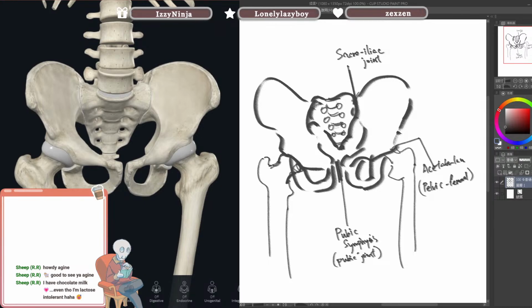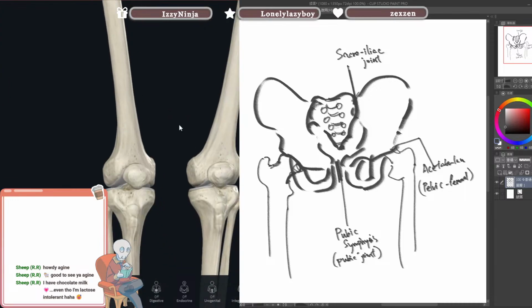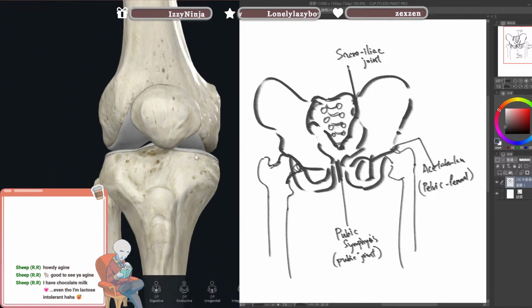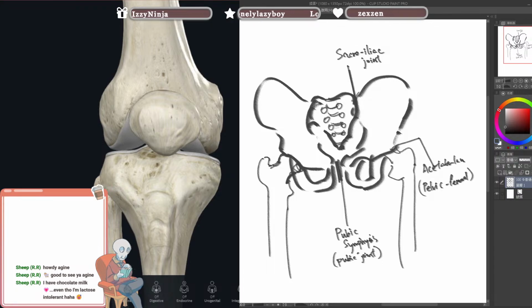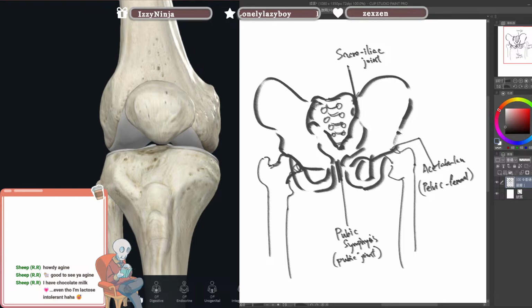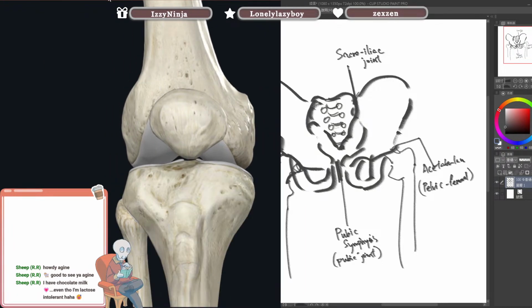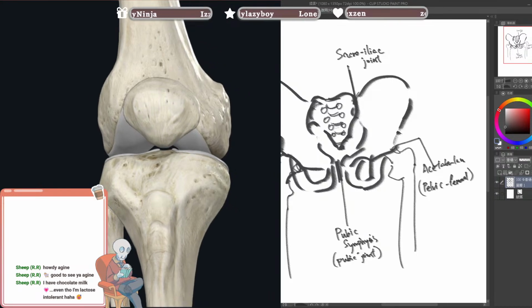Next up is a ligament at the knee. Ligament at the knee. And lymphatic. What is it? It's supposed to be skeletal connective tissue. Yes, it is a connective tissue.